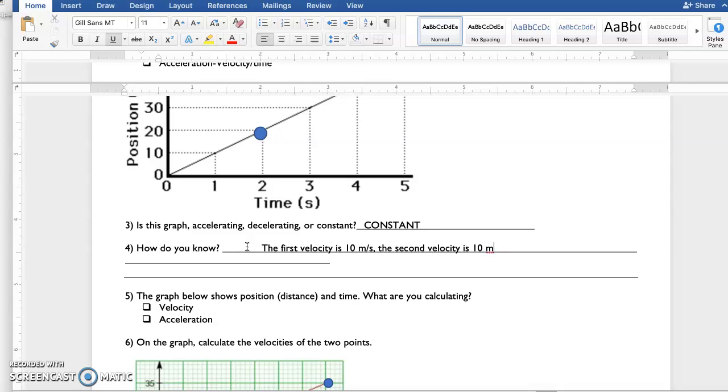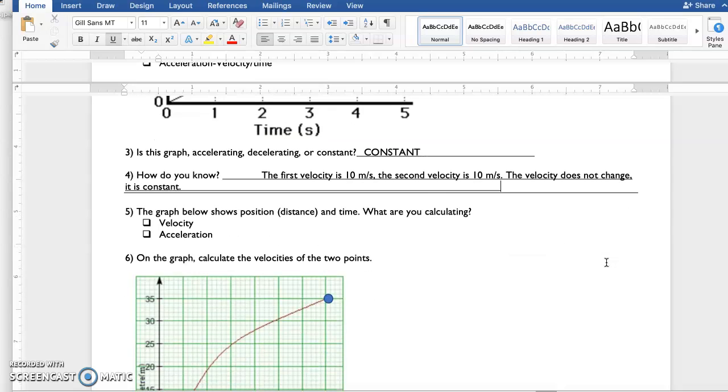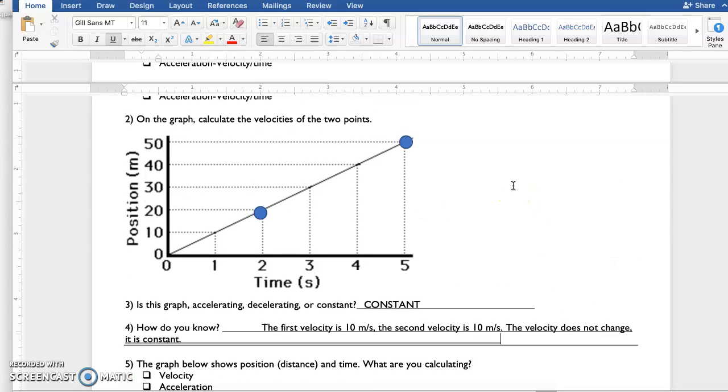Oh, sorry. So the velocity does not change. It is constant. Okay? Can I delete this? All right. So that is your answer for this graph.